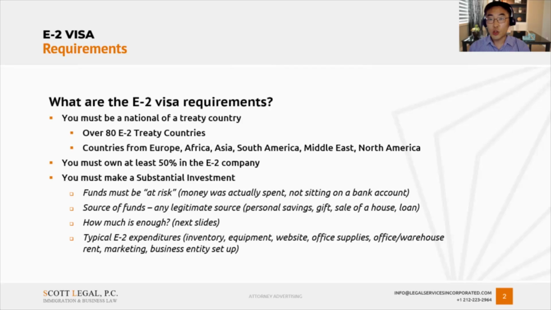Any legit source can be used, but please keep in mind the government wants to see very clear fund flows from the documentations. So you should try hard to keep it simple and easy for the government officers to understand how funds were originated and how it came to the E-2 business account.